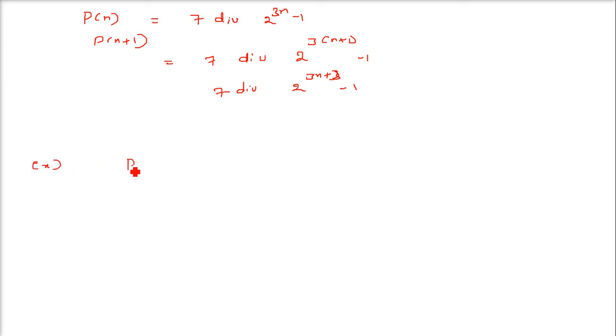Let Pn be the statement which says that 3 to the power n is greater than n. So we have to show that if this Pn is true, it is true for Pn plus 1 as well. How do we do this? Let us write this Pn plus 1 first. It would be 3 to the power n plus 1 greater than n plus 1. How to get this?